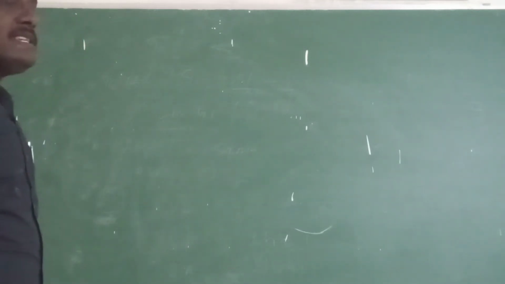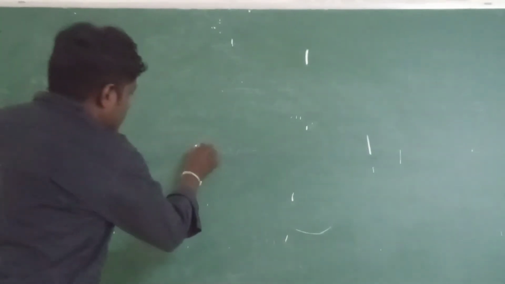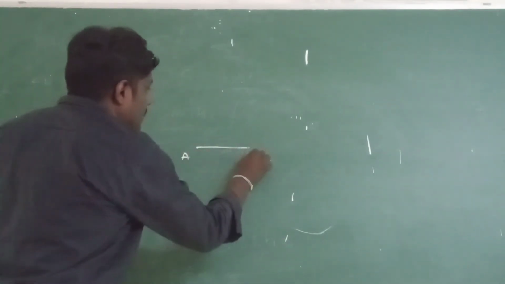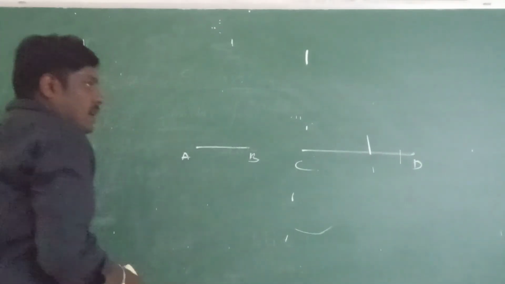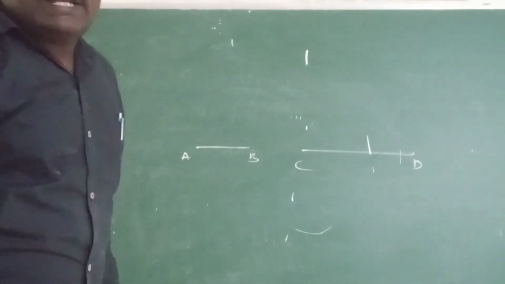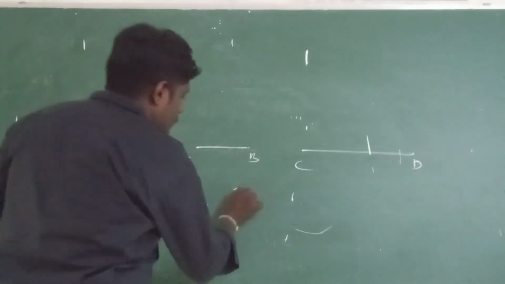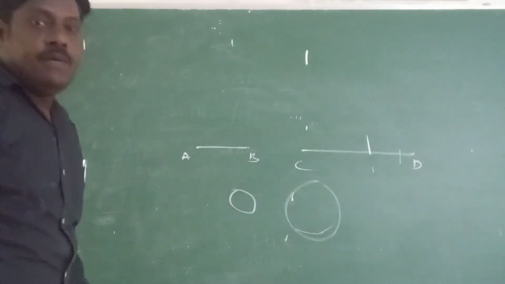Any two line segments are always similar. This is one line segment, A is one line segment and C is one more line segment. All line segments are similar. Any two circles are similar. These two circles are also similar.